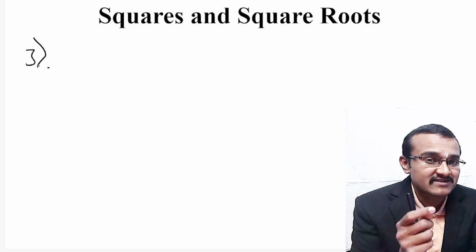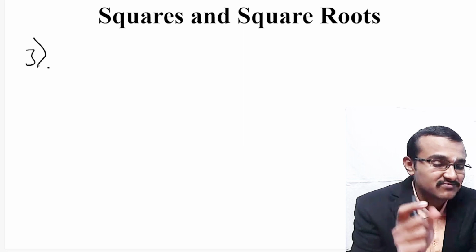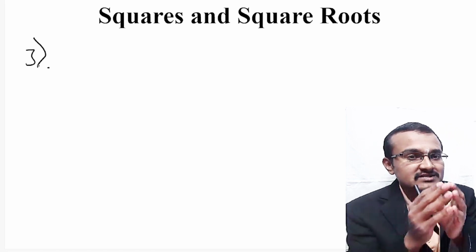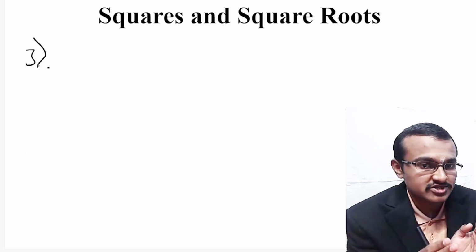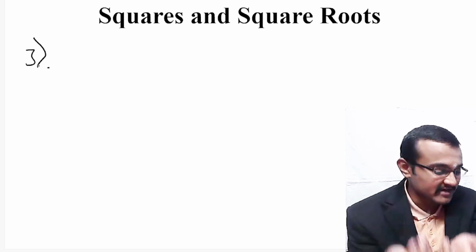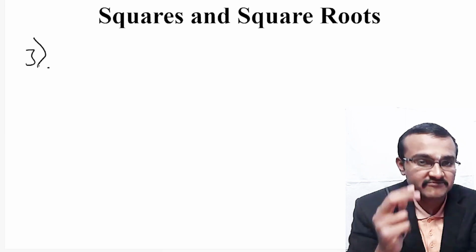But one thing in this third question is that they have given decimal numbers here. In the first question you just found the square root of a whole number, but here in the third question you are finding the square root of decimal numbers. There are 5 questions here. I'll solve the first question and the fifth question.